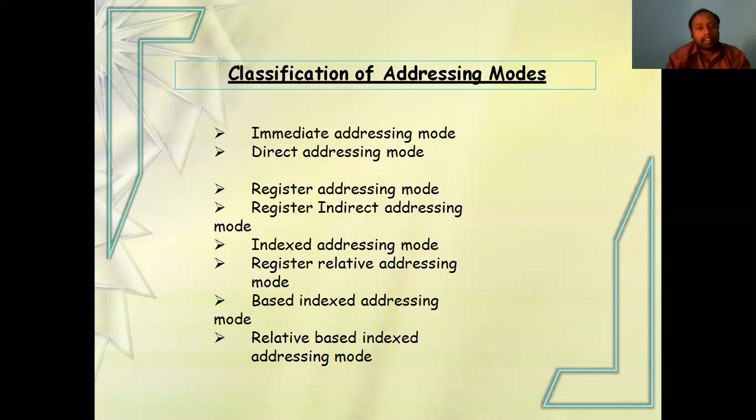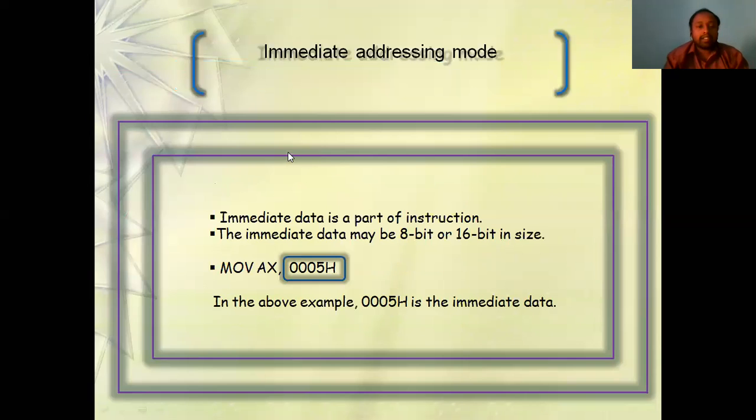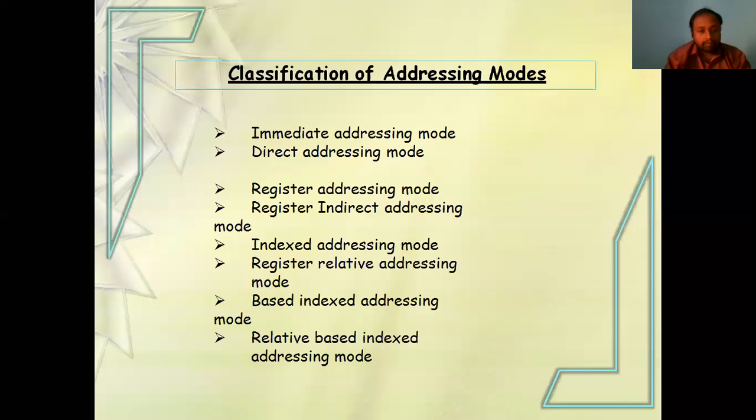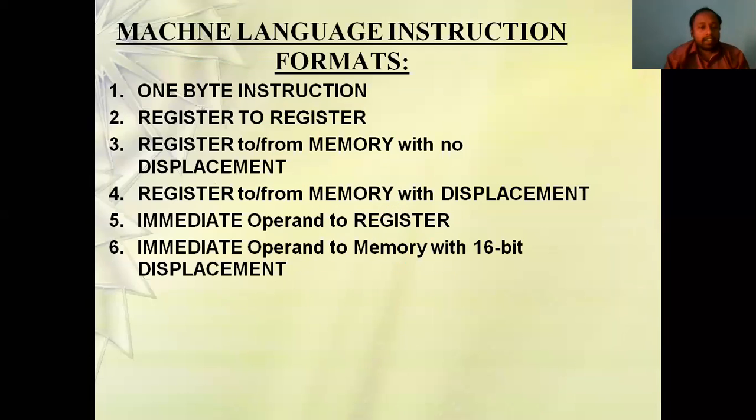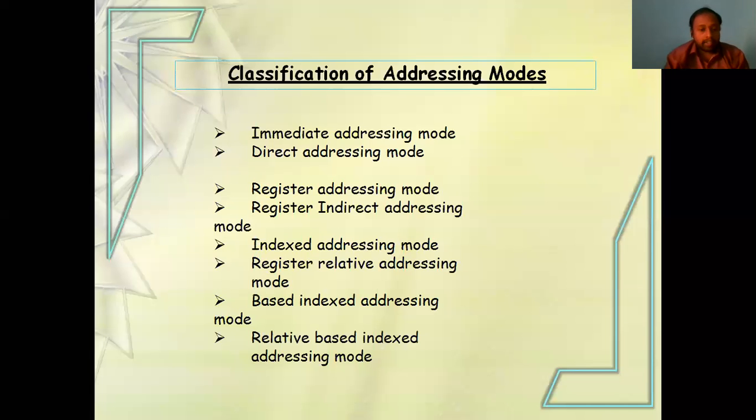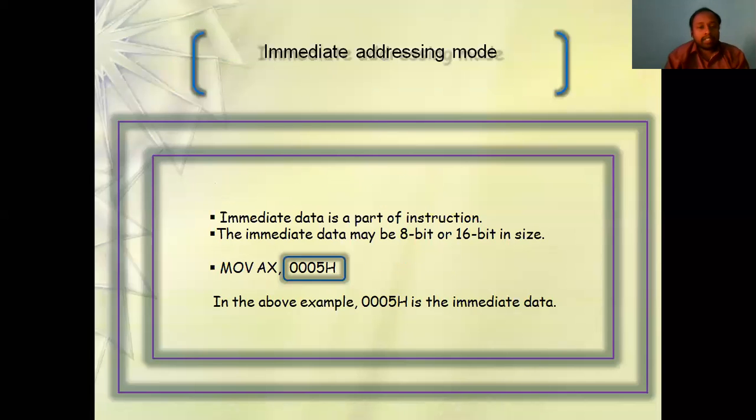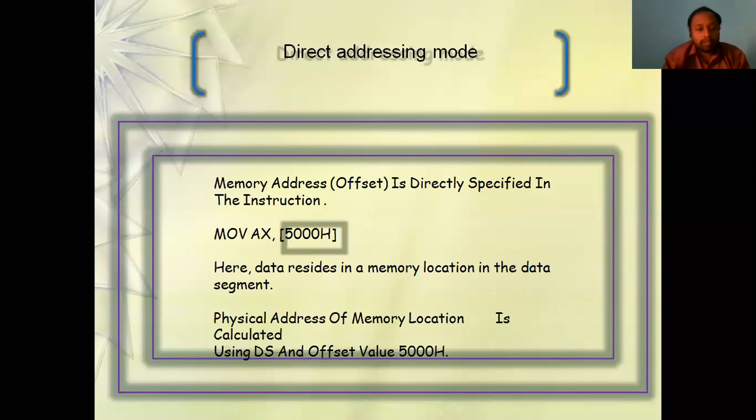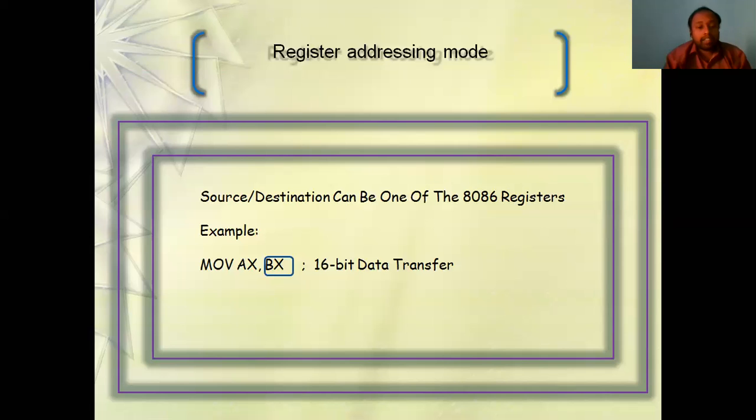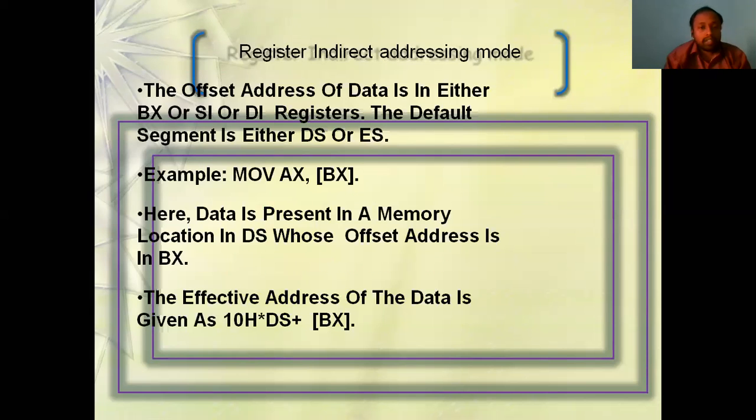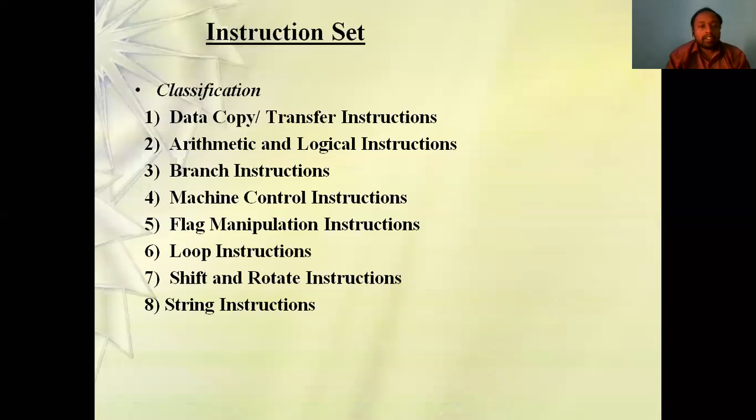So addressing modes, you can see here the classification: immediate, direct, register, register indirect, index, register relative, and base index addressing mode. Immediate, in the sense, directly you provide the value. Direct, in the sense, you give the address of the value. Register addressing mode, you use registers. Register indirect, in the sense, you have the address in the register. These are the different addressing modes.